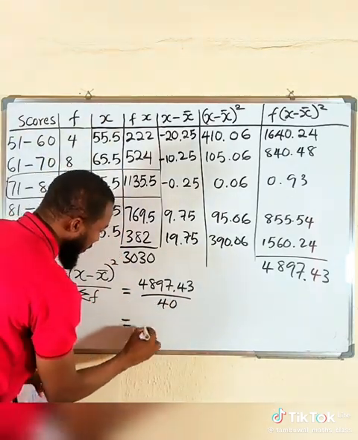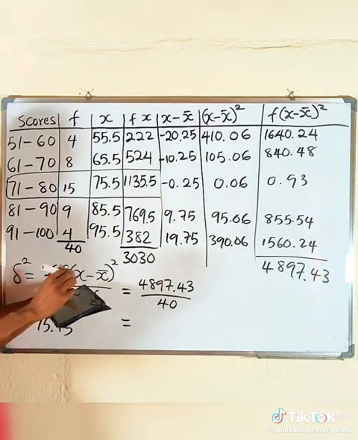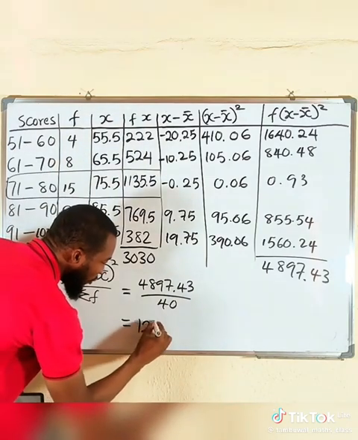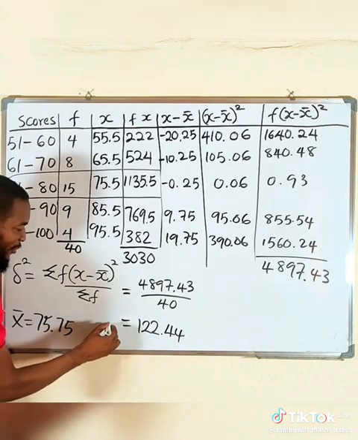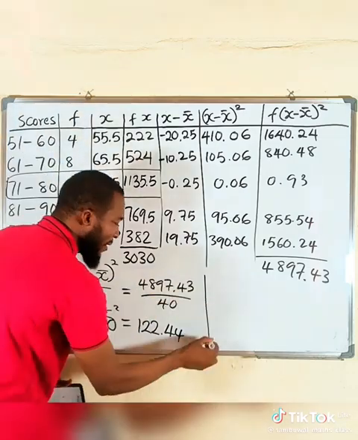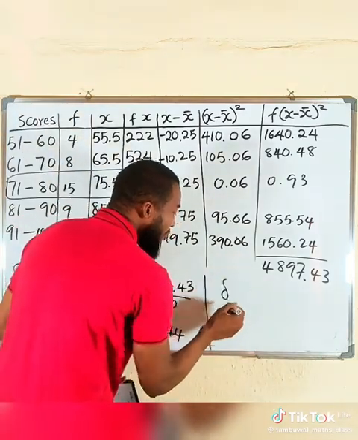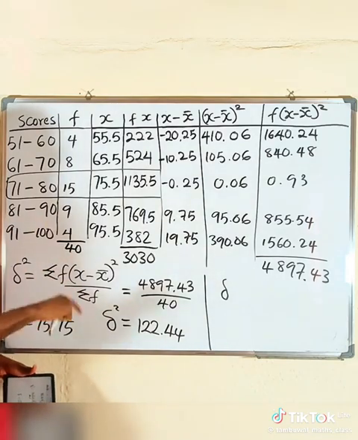And if you simplify this, this is going to give us what? I have it here already. This is 122.44 in 2 decimal places. So this is your variance. What about standard deviation? Standard deviation is very simple once you have the variance, because it is equal to the square root of the variance.